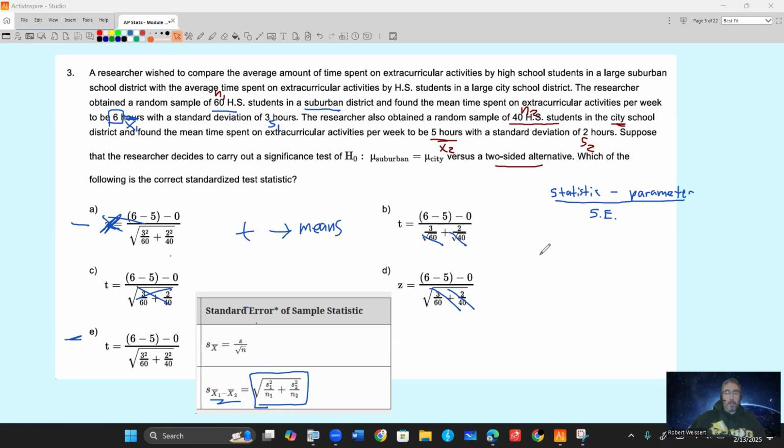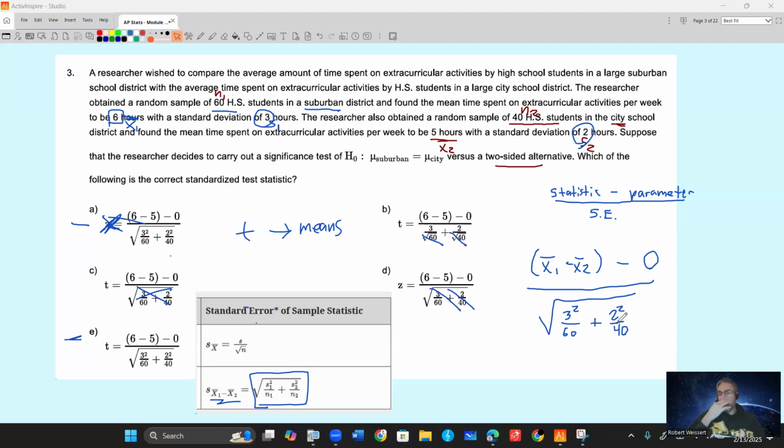So the statistic is the difference of the two means. So it's going to be x bar 1 minus x bar 2, minus the null parameter, which is 0, because there is no difference, divided by the standard error, which is the square root of the sample standard deviations squared. So we have 3 for one, and we have 2 for the other. So 3 squared over the sample sizes. So each sample size is 60 and 40. We want to make sure we have the right ones together. So it's 3 squared over 60 and 2 squared over 40.